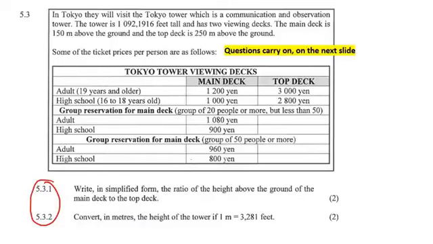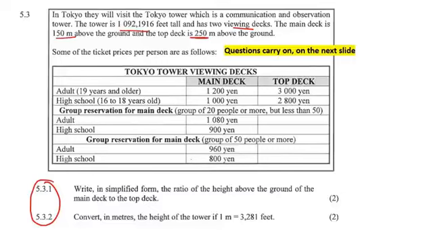Okay, so it says that in Tokyo, they will visit. Okay, so when they say they, there was a question 5.2 before this one in this exam, but you don't need to know what that question was all about. Trust me, we can do this question as a standalone question. So in Tokyo, these people will visit the Tokyo Tower, which is a communication and observation tower. The tower is that many feet tall with 2 viewing decks. The main deck is 150 above the ground. And the top deck is 250 meters above the ground.